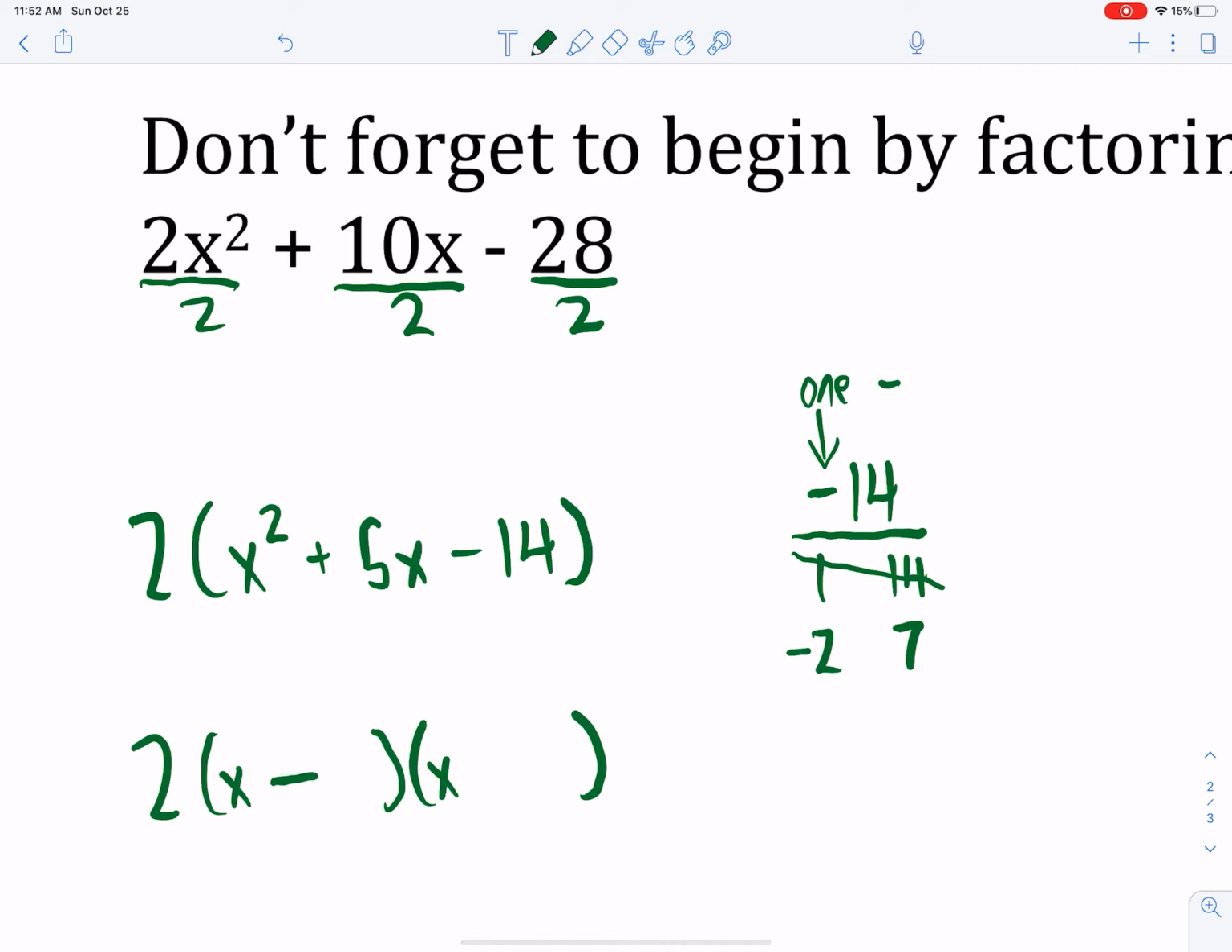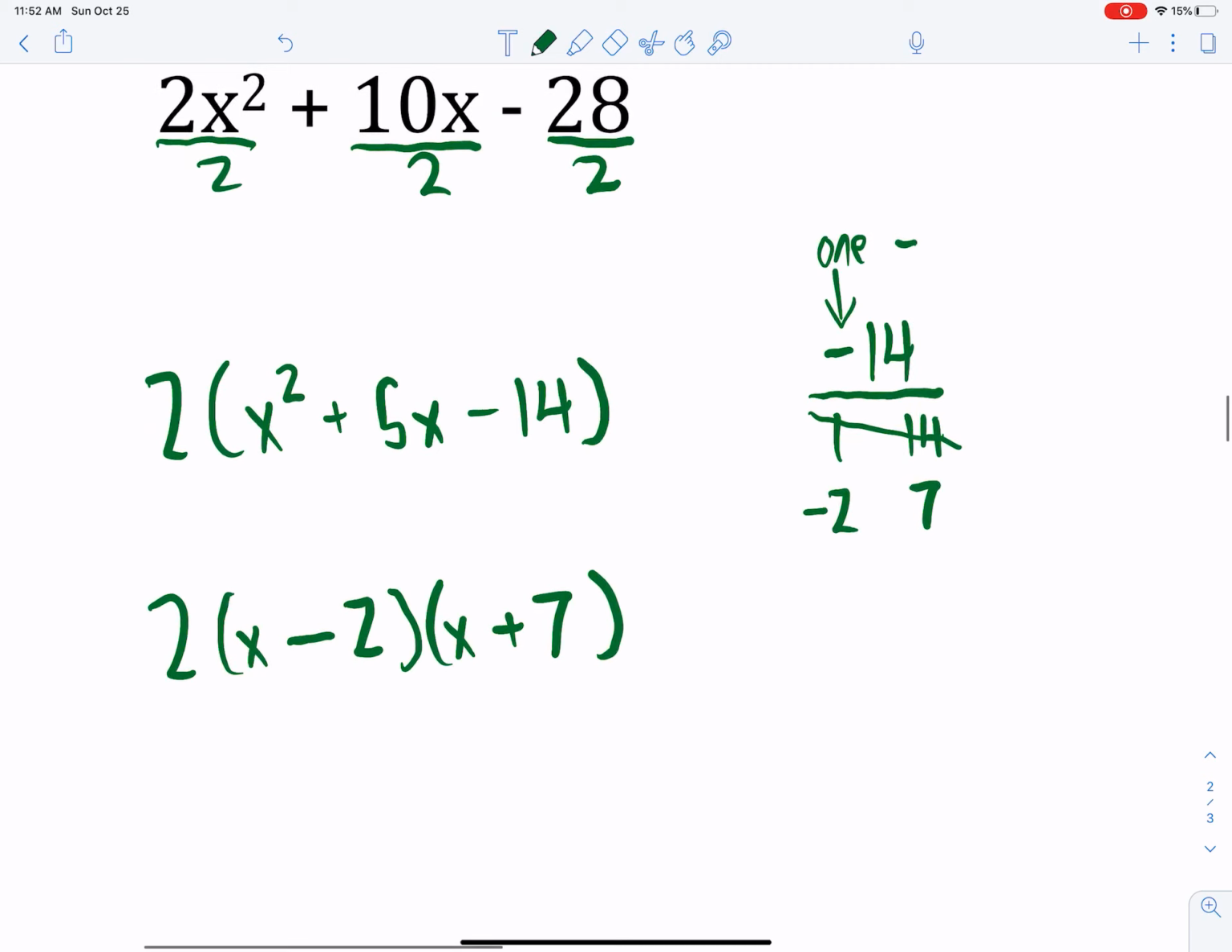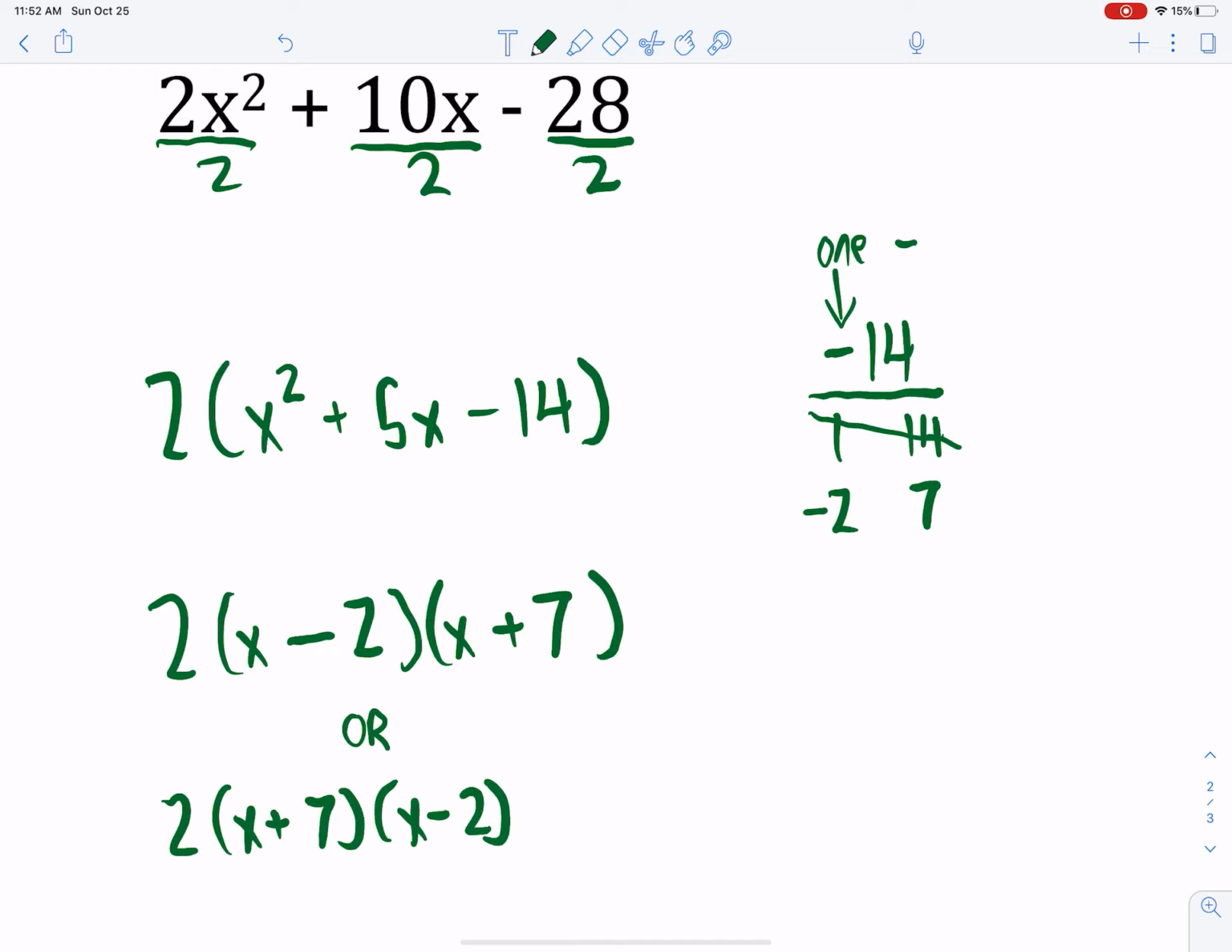So here, our final answer for factoring would be 2 times x minus 2 times x plus 7. And remember, it would be just as good if you had put instead 2 times x plus 7 times x minus 2. The order of the factors is not important. The order of the parentheses makes no difference.